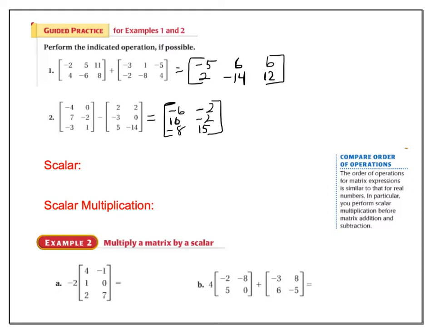Alright, we're going to move on now and talk about a scalar and then move on to talking about multiplying a matrix by a scalar. A scalar in algebra is a real number, and that's all it basically is. And so let's write down this definition. In matrix algebra, a real number is often called a scalar.